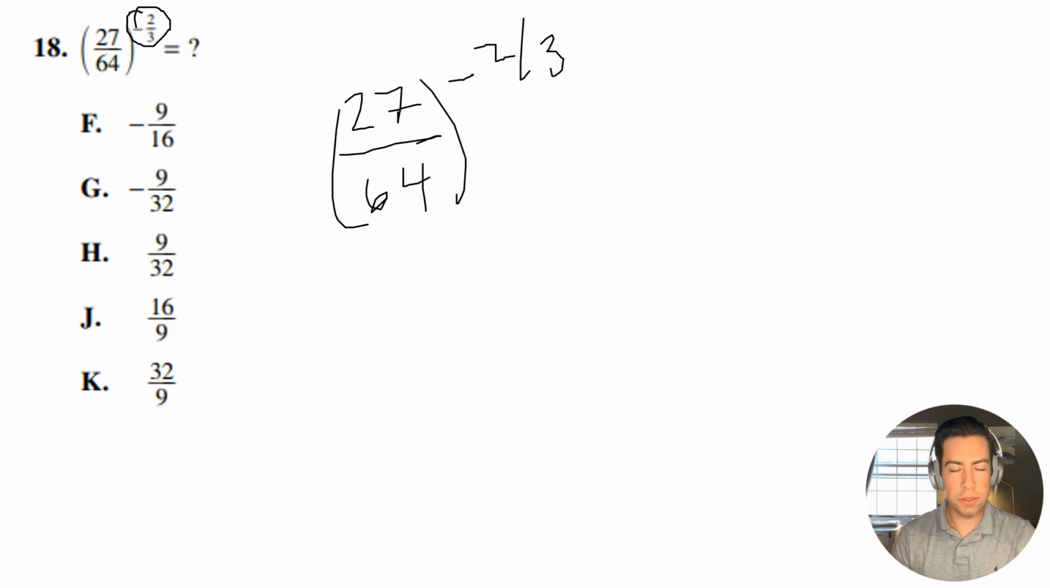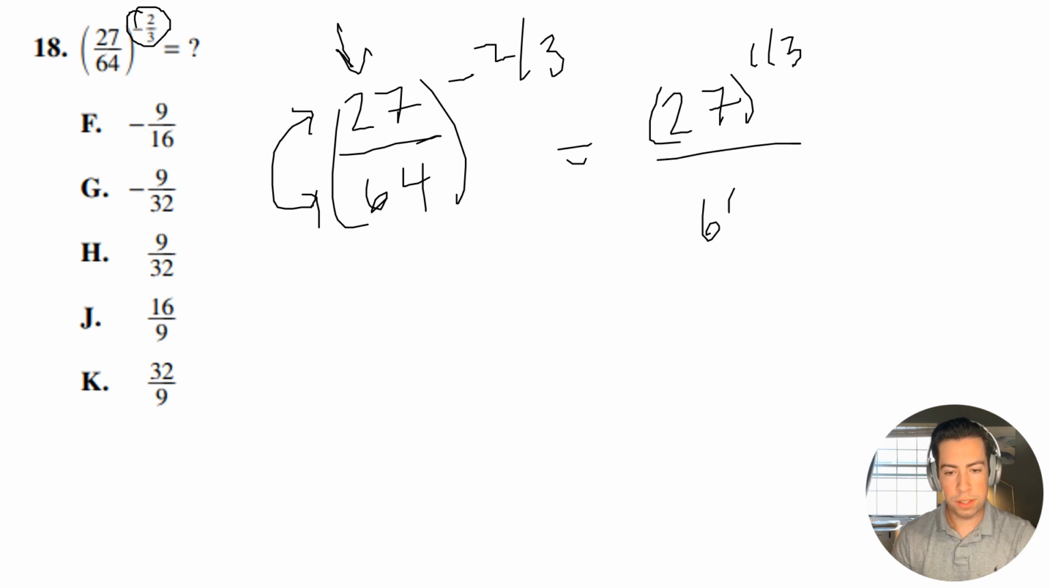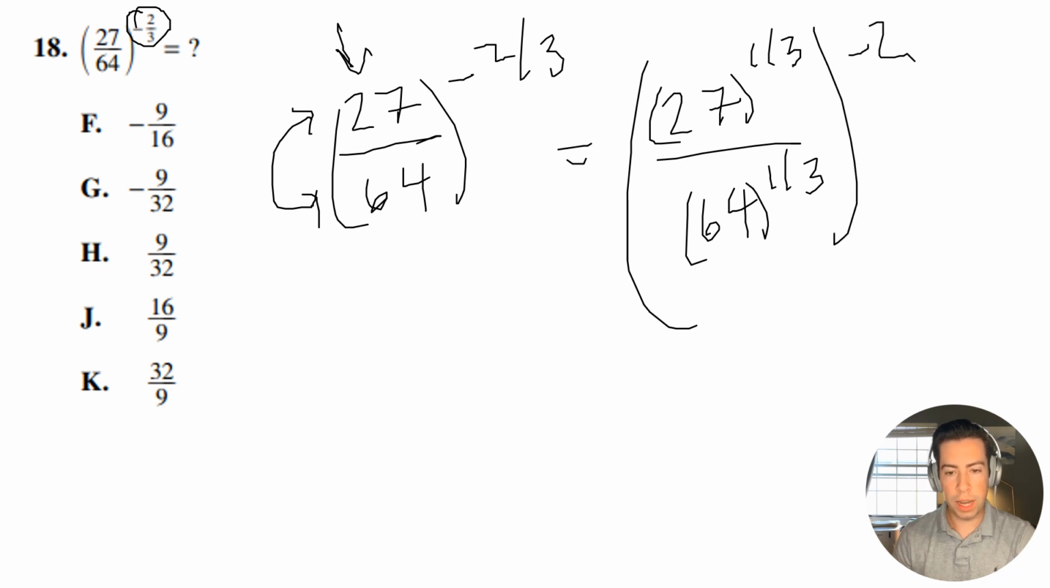So the first thing that we can do here is understand what's really going on. Anytime that I have something in parentheses to the 2/3, that means that I can distribute it to the bottom and the top, okay? So what I mean by that is this is going to be equal to 27 to the 1/3, and then 64 to the 1/3. And all of this is going to be to the negative 2 power, okay?